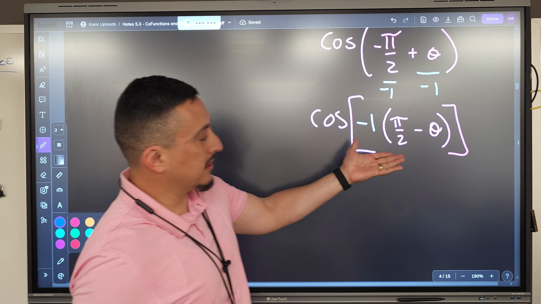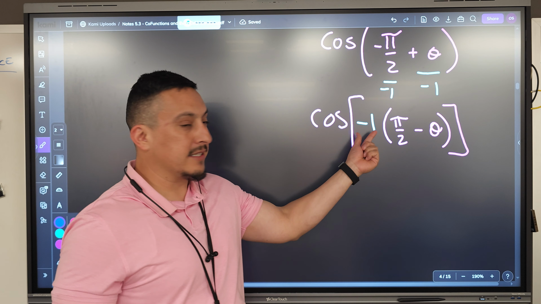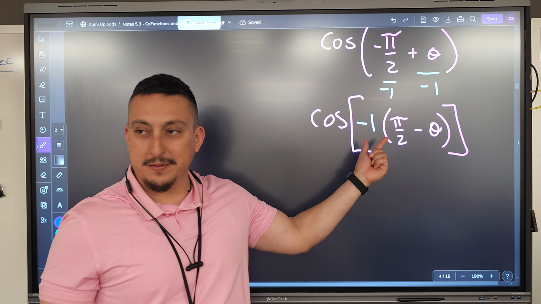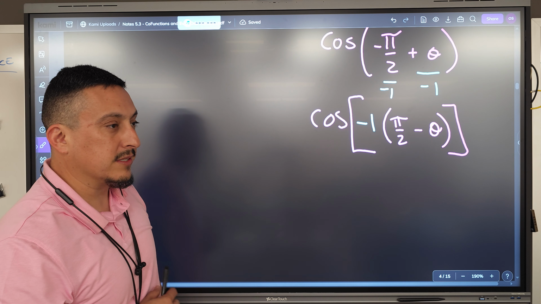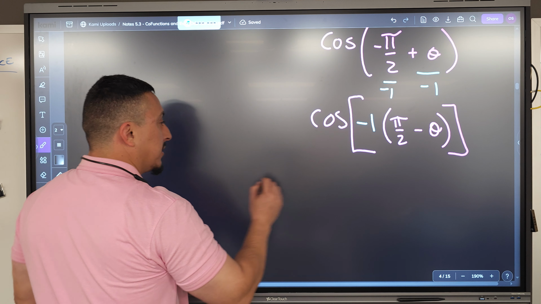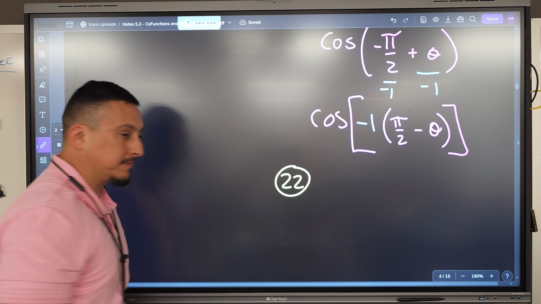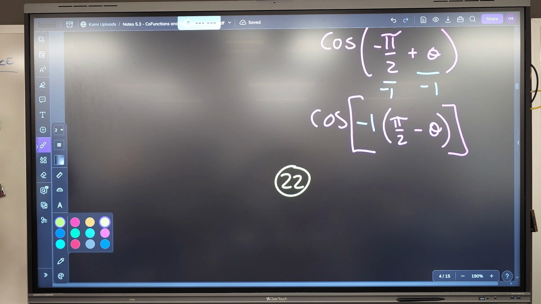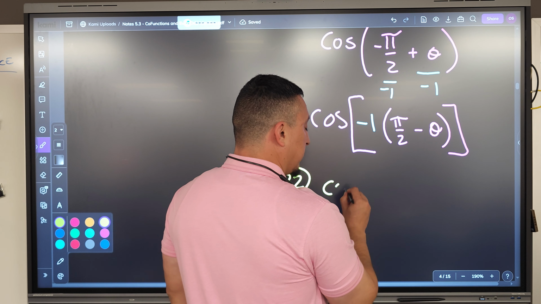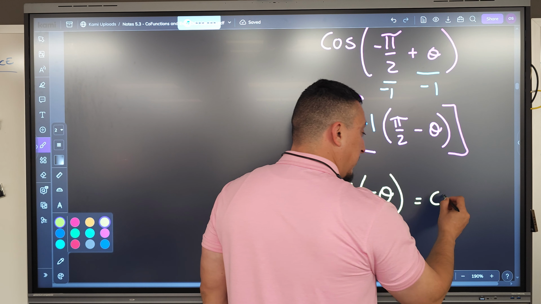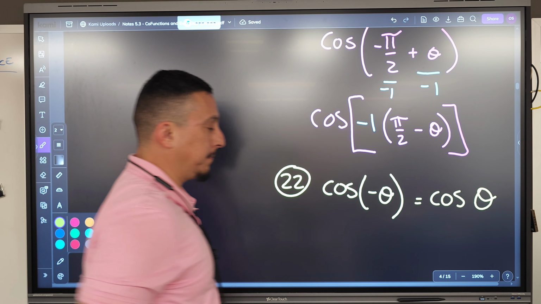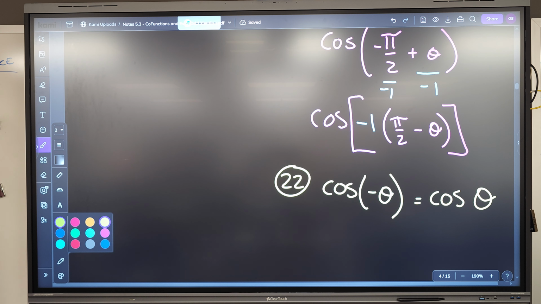Now, the issue is this is not exactly like that because this has a negative in the front. So what do? That's an even odd identity, okay? So what number is the cosine? Number 22. So I'm going to use number 22. No, we're doing a harder one. Okay, that's why it's more involved. There's more steps. Number 22 says cosine of negative theta equals cosine of positive theta. And you're like, well, how is that going to help us?